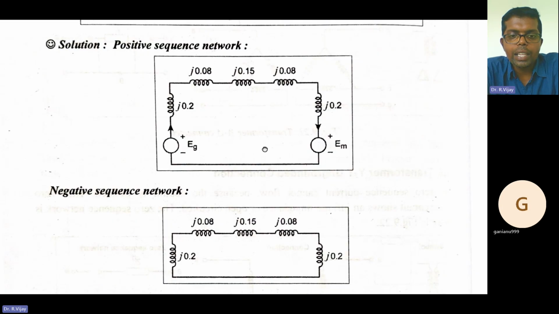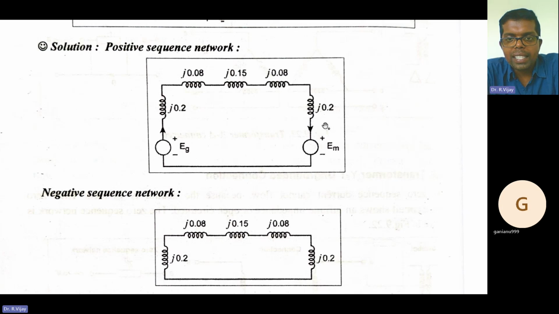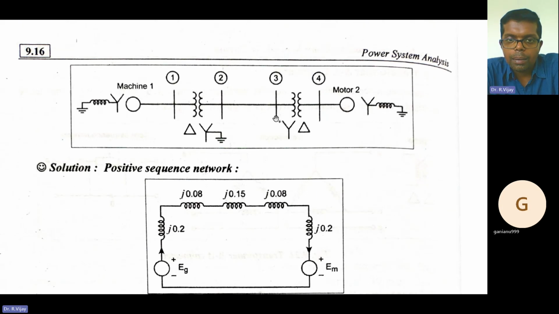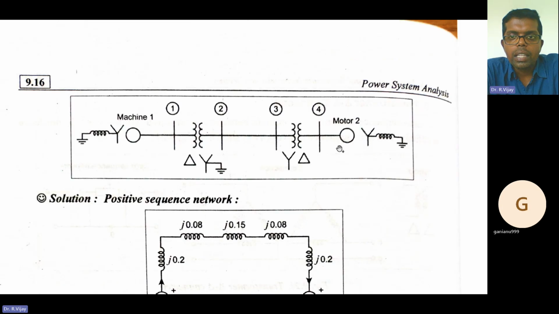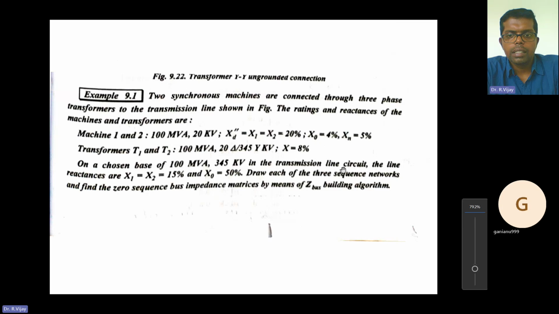How to draw the negative sequence network? In the negative sequence network, we don't have the generator EMF and so on, so here you need to suppress them. Already we have seen the basics of how to draw the positive sequence network, the negative sequence network, and the zero sequence network for a generator, transformer and motor, the three sequence networks for the three-phase transformer.